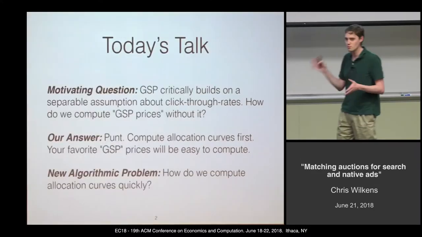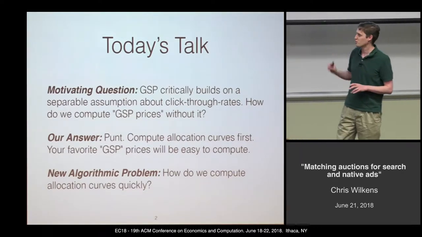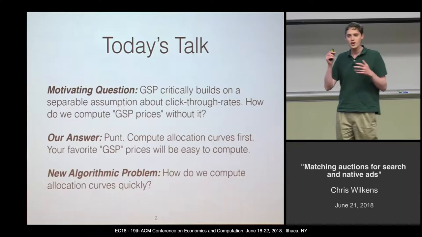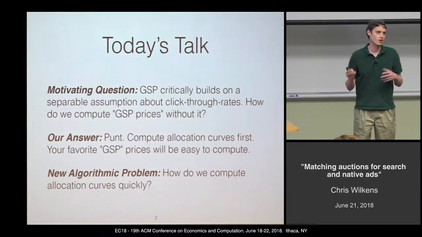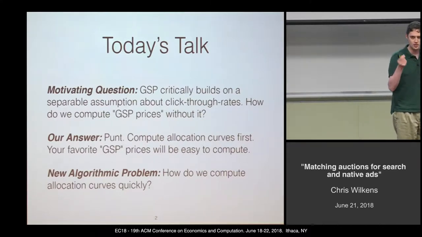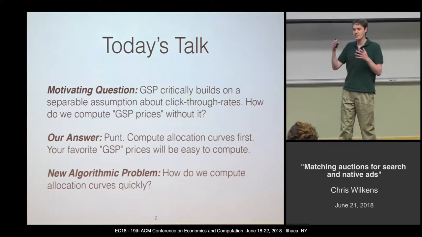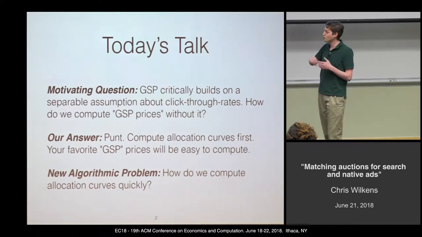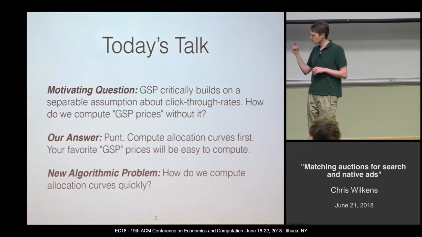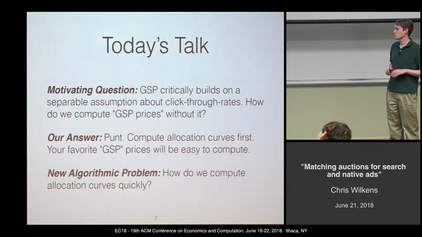So the question that motivated this work, which may look very different from what I'm going to tell you was the main result in our work, is how do you run a GSP auction when you don't have separable click-through rates? Gagan told us yesterday about how GSP exists, and there's a separability assumption in the click model that underlies a lot of the analysis of it. If you're not familiar with it, I'll cover it again briefly in a minute.